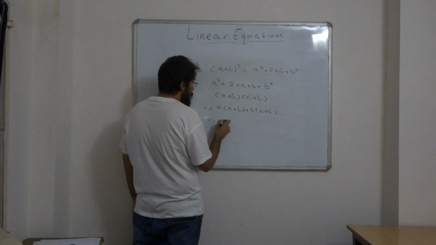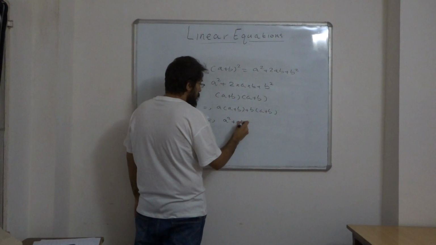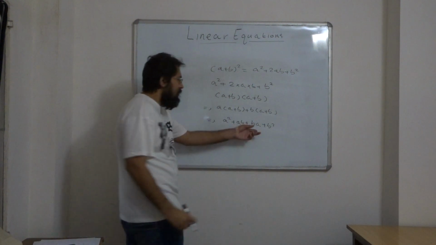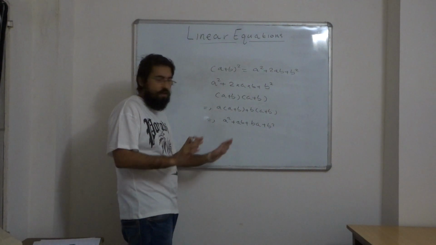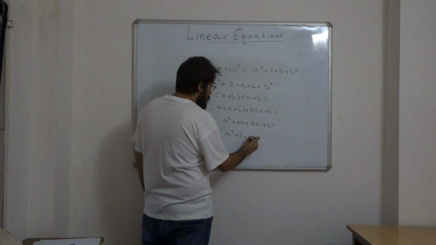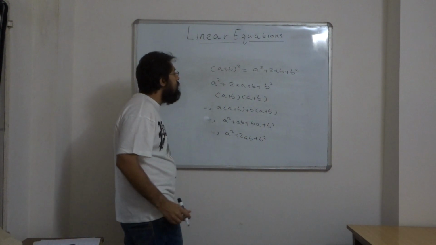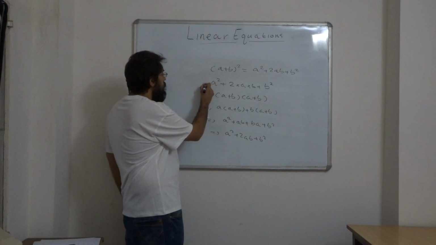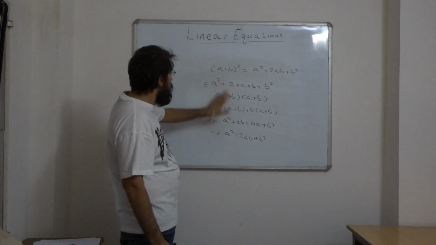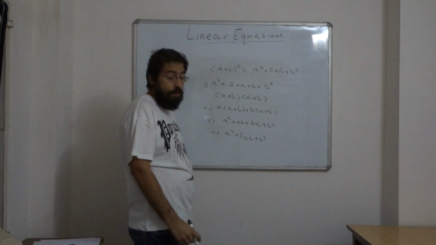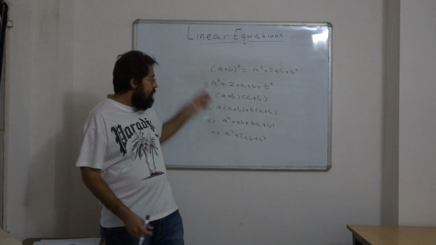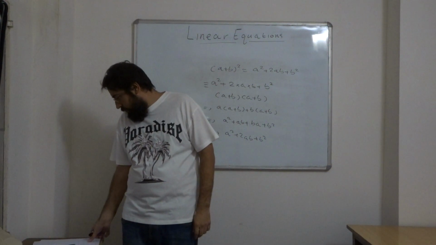Okay, so here what do you get? You get a squared plus ab plus ba plus b squared. Okay, it doesn't matter whether this is ab or it's ba. That does not matter. Okay? So then you get a squared plus 2ab plus b squared. Okay? So these are the two ways. This is one way, okay? And this is the other way. Okay, this is also an algebraic identity. Okay? So now we're going to solve linear equations using this identity. So you can take note of this identity now.